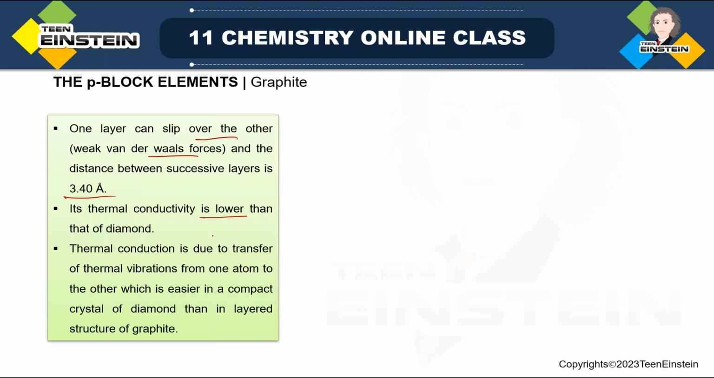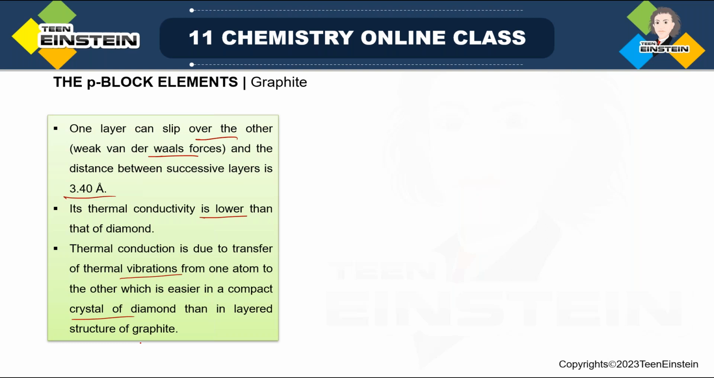But if there is some loose or delocalized electron, obviously compared to diamond, here the structure is not so compact. And thermal conduction is because of transfer of thermal vibration from one point to another point, and that is easier when it is a compact crystal structure like diamond. But when it is the layered structure of graphite, where the layers can easily slip over each other, you cannot say it is a compact structure. So thermal conductivity is not as good as diamond. Okay.